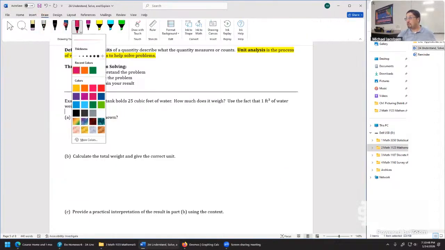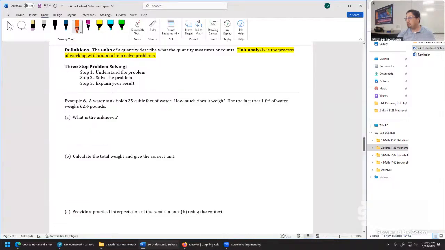So in solving this problem, it asks, what is the unknown? Sometimes you can see that by, once again, in step 1, understanding the problem, just rereading through it again, and a question mark could be a pretty big giveaway.